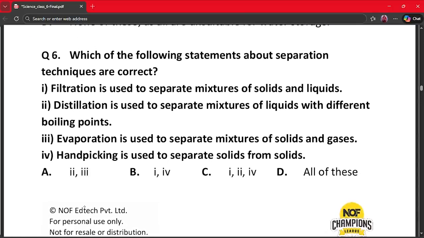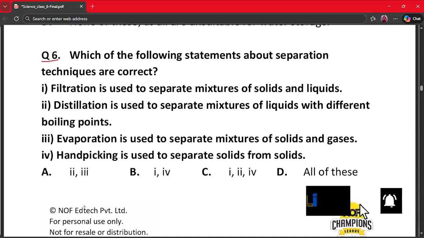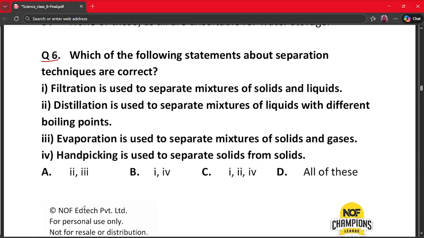Our next question is question number 6. Which of the following statements about separation techniques are correct? 1. Filtration is used to separate mixtures of solids and liquids. 2. Distillation is used to separate mixtures of liquids with different boiling points. Third, evaporation is used to separate mixtures of solids and gases. Fourth, hand picking is used to separate solids from solids. Here, option A says 2 and 3, B says 1 and 4, C says 1, 2 and 4, and D says all of these.